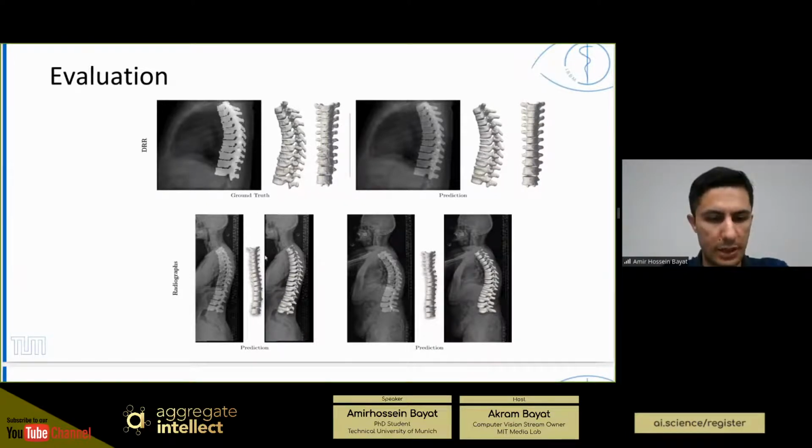And in the bottom row, the 3D patient-specific spine models constructed from real, clinical radiographs are visualized. We had 2 different patients, and the resulting 3D spine is visualized from different views. And as you see, the curvature of the spine really matches the patient's body curvature.